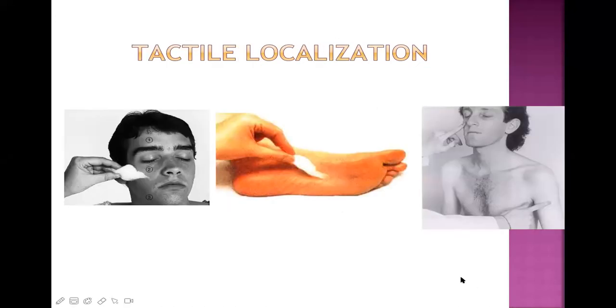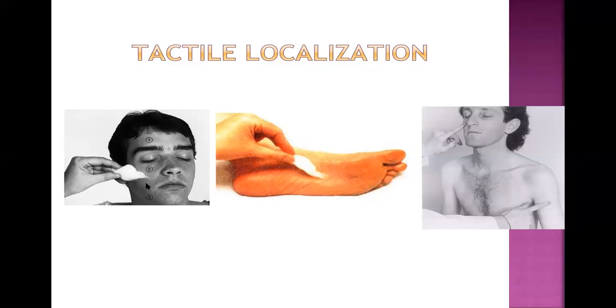Now see it very carefully here. Look at your screen. These are the ways by which we examine tactile localization. Ask the patient to close the eye. This is a very important one. Then touch some areas of the body where you think the sensation may be lost.